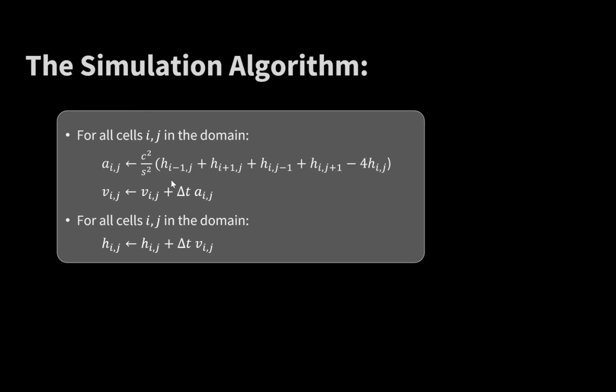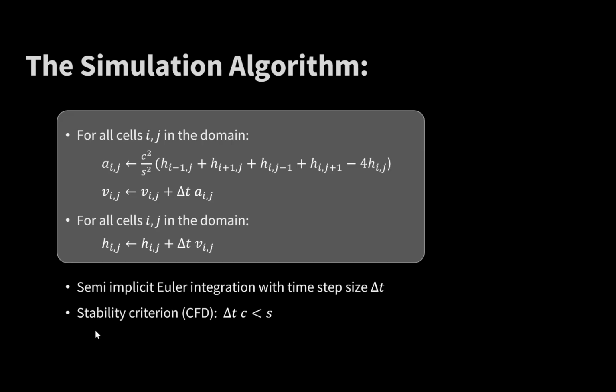It's extremely simple. It consists of 2 loops over all the columns in the domain. In the first loop, we first compute the acceleration of each column. We use the formula we just derived before. Then, given the time step delta t, we can update the velocity of each column by adding delta t times the acceleration. Then, we loop again over all the columns and update the heights. We update them by adding delta t times the velocity. In this case, we used the semi-implicit Euler integration with time step delta t.